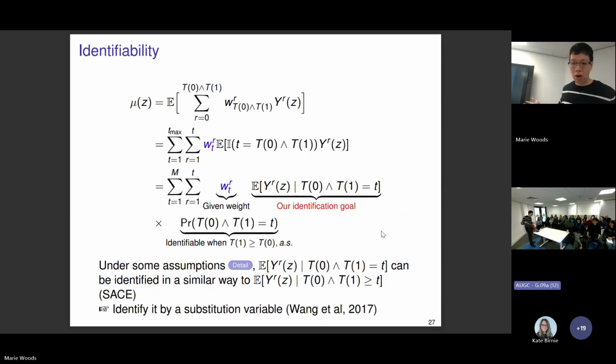And in particular, one of the approaches is we use a so-called substitution variable, which is like an instrumental variable for the always-survive principal stratum. This is an old paper that I wrote for my thesis. But in principle, you can maybe adapt other methods for identifying the survival average causal effect to this estimate.